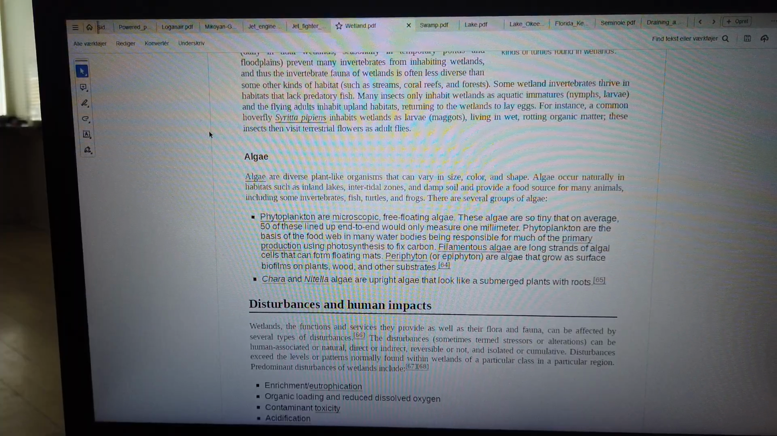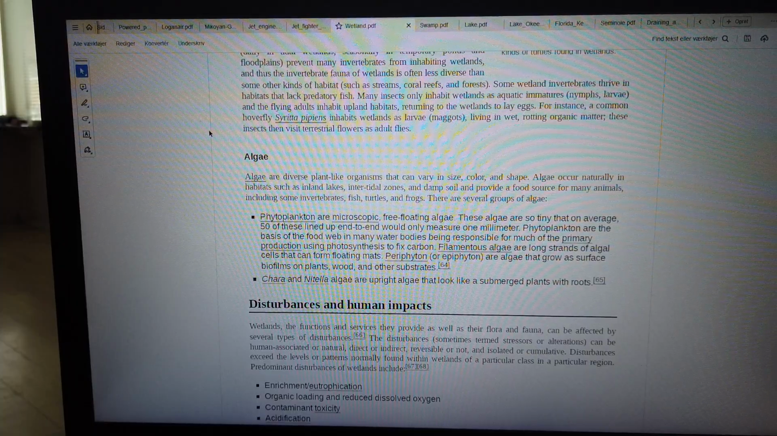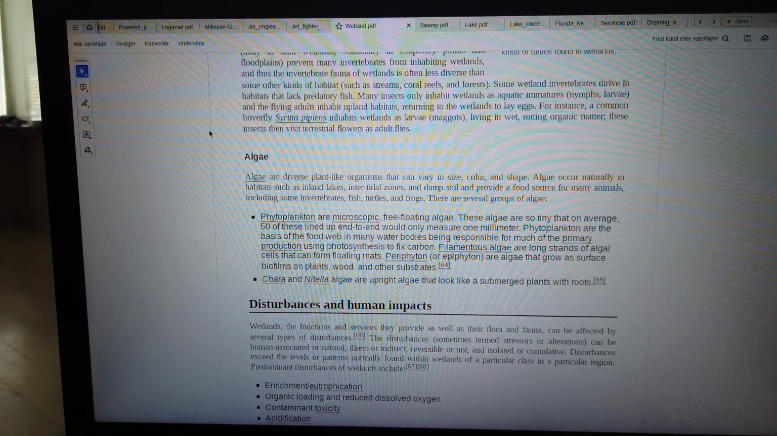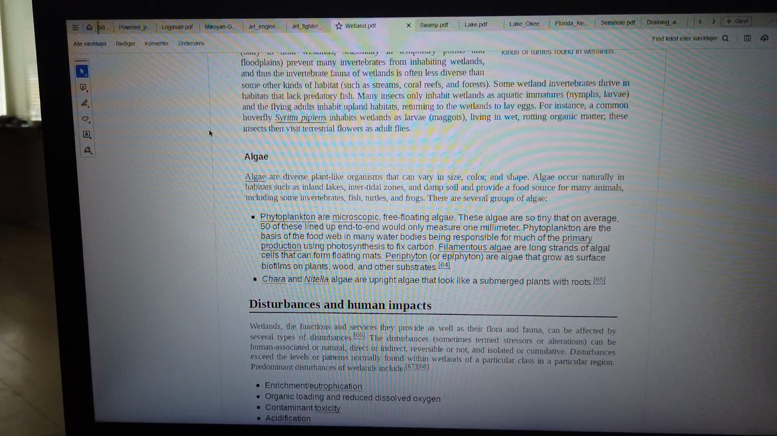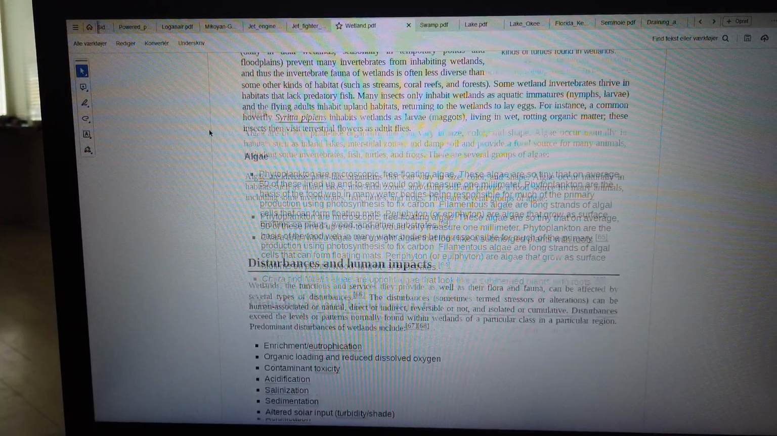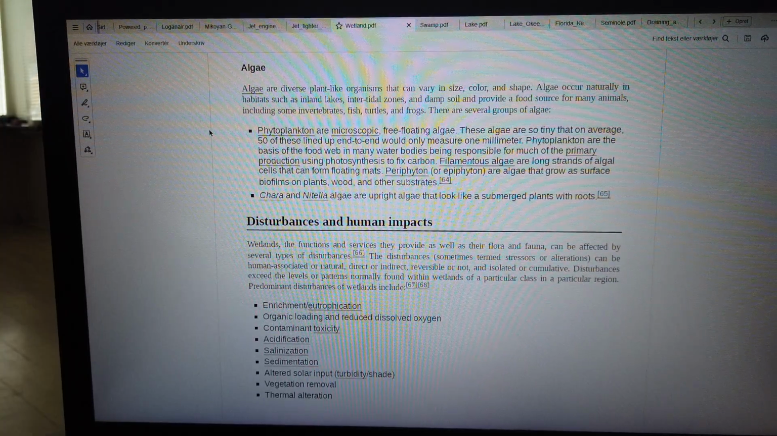Filamentous algae are long strands of algal cells that can form floating mats. Periphyton, or epiphyton, are algae that grow as surface biofilms on plants, wood, and other substrates. Chara and Nitella algae are upright algae that look like submerged plants with roots.